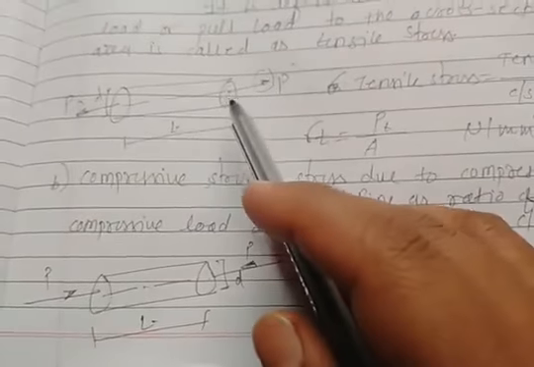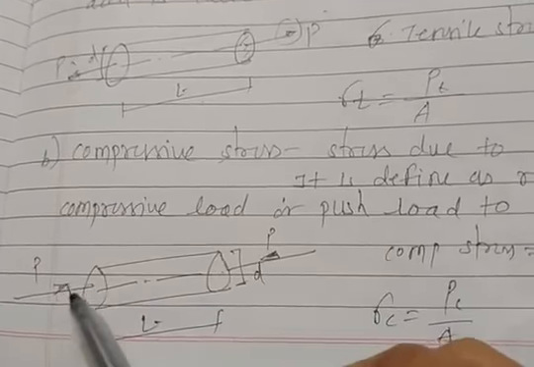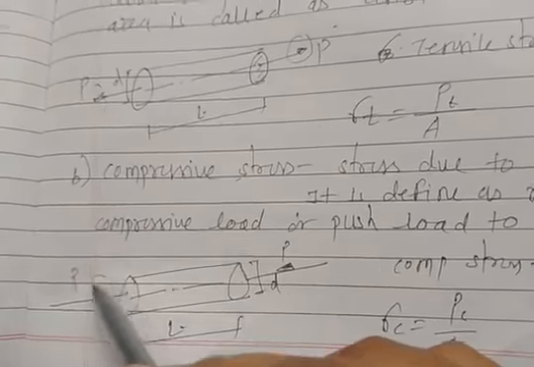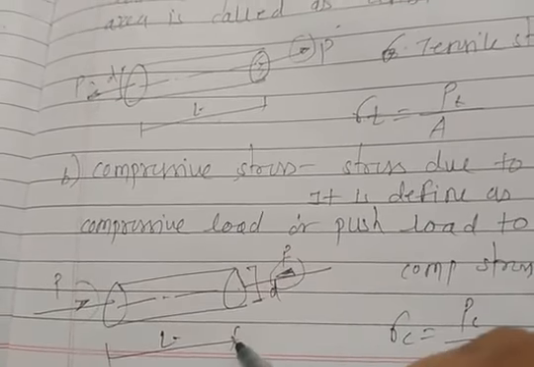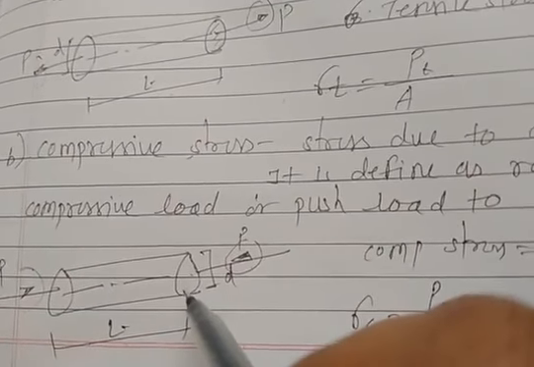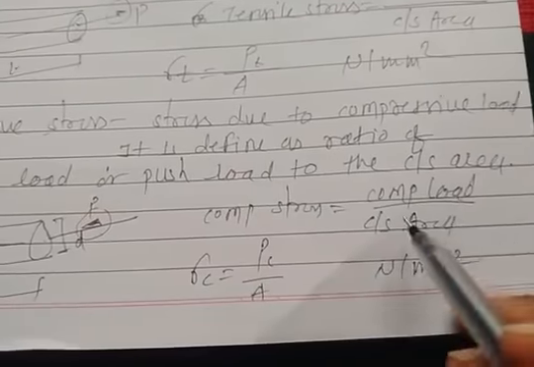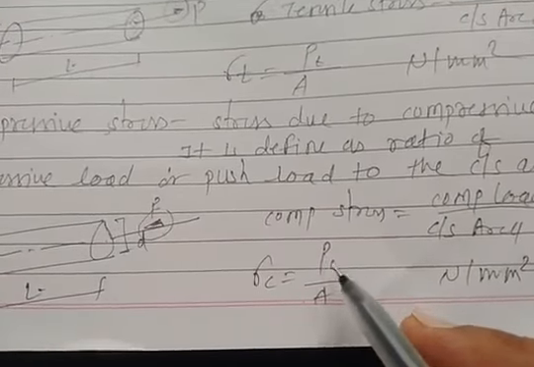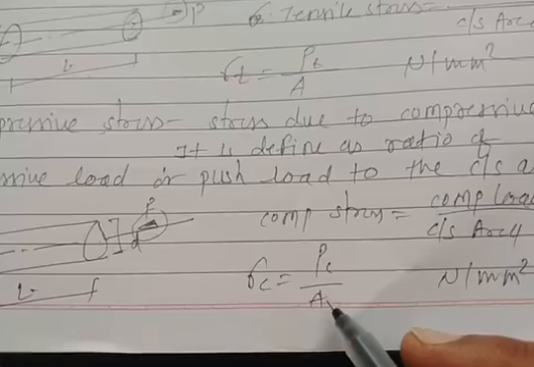And suppose in case of compressive stress, I am taking the same example here, but the load applied in this case is compressive. So this is your compressive axial load, as the direction of this load is towards the body. In this case, the definition is compressive load upon area. Now in this case, compressive load is PC and area is A, so area is pi by 4 d square here. So these are the two types of axial stress.